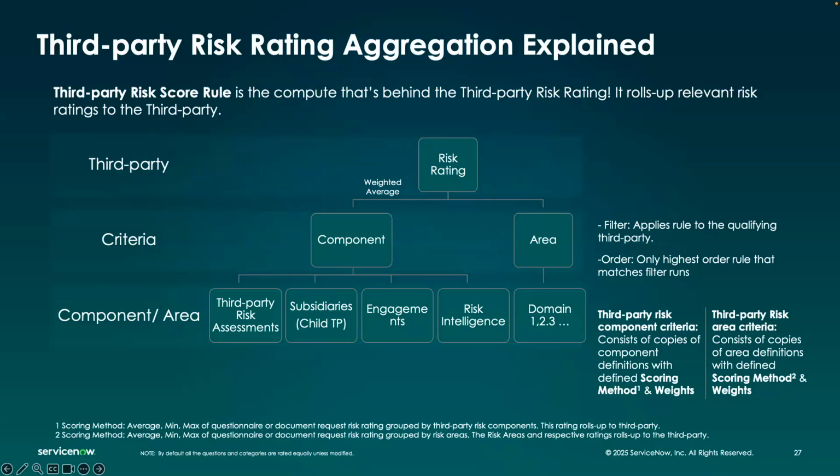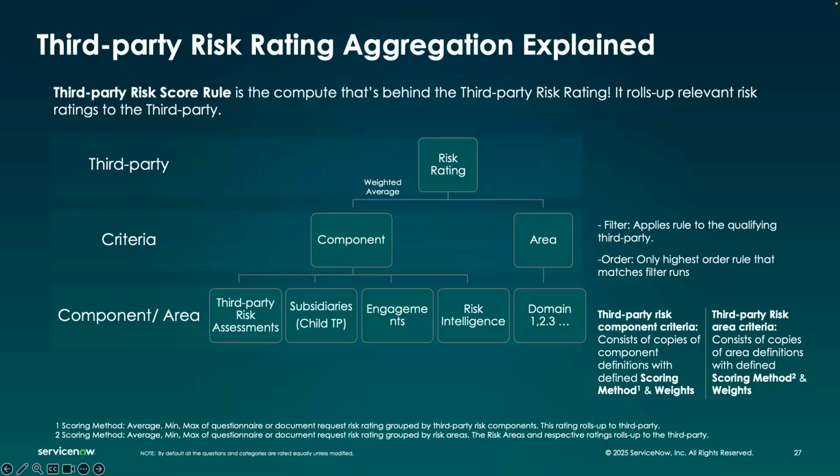Let's not forget that the scoring methods define how the data is aggregated. Footnote 1. The scoring method here, average, min, or max, is applied to questionnaire or document request ratings, grouped by third party components such as third party risk assessments, subsidiaries, engagements, and or risk intelligence. These scores roll up into the overall third party rating as a weighted average of the components applied by the third party component criteria. Footnote 2.